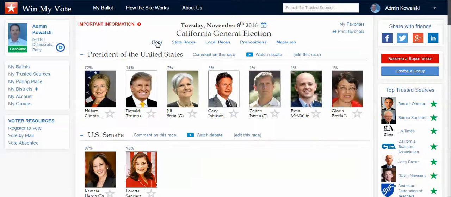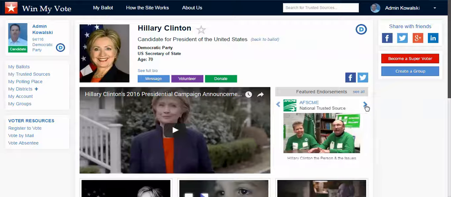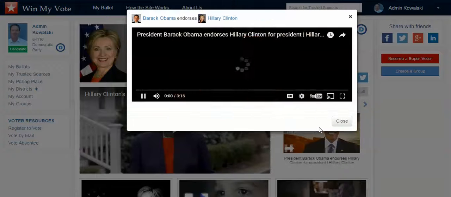So going back to the ballot, I can click on a candidate profile, and I can see here the groups and organizations that are endorsing this candidate, and I can scroll through them, and if there's a video, I can watch it.